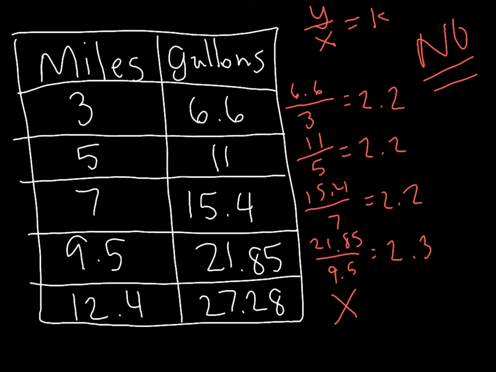All right, so hopefully you understand how you can check ratios on tables to determine whether or not those tables represent proportional relationships.